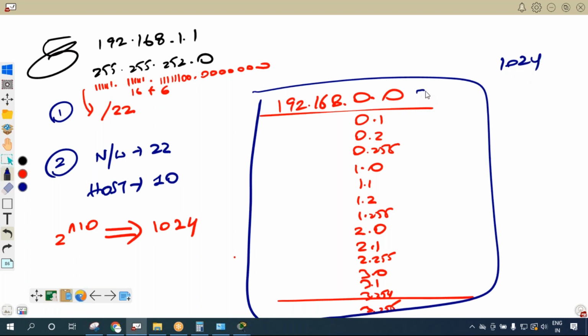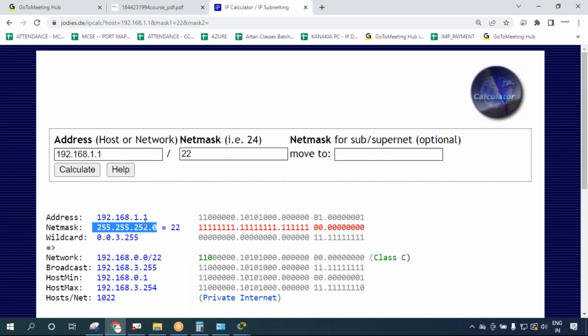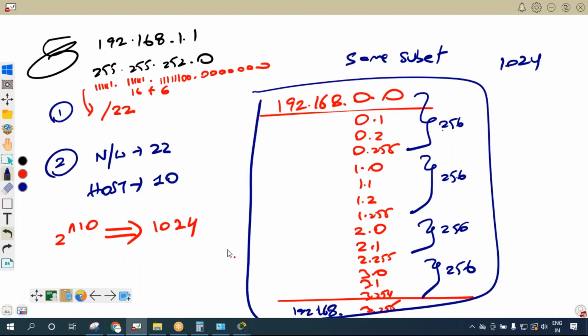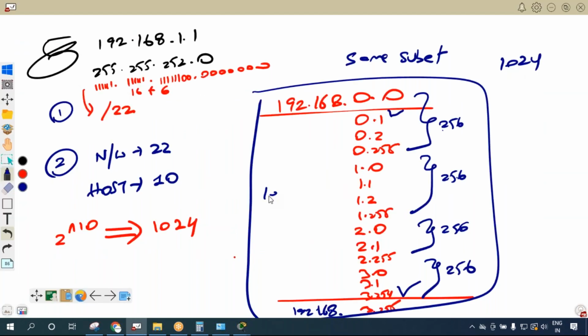How? 0.0 to 0.255 is 256 IPs, 1.0 to 1.255 is 256 IPs, 2.0 to 2.255 is 256 IPs, 3.0 to 3.255 is 256 IPs. So 256 plus 256 plus 256 plus 256, you get 1024. They all are part of the same network, the same subnet. Getting the point? 192.168.0.0 is the network, and 3.255 is the broadcast. From 0.1 to 3.254 are the usable IPs. Usable IPs are 1022. Getting the point?